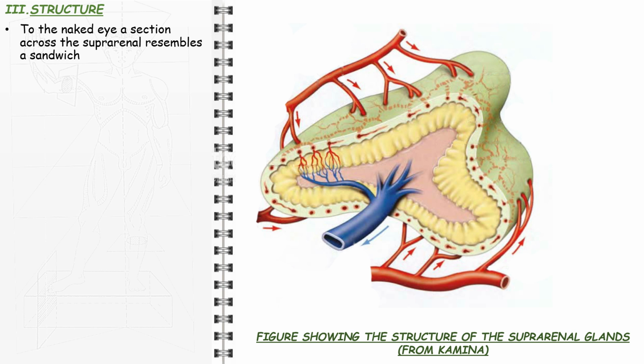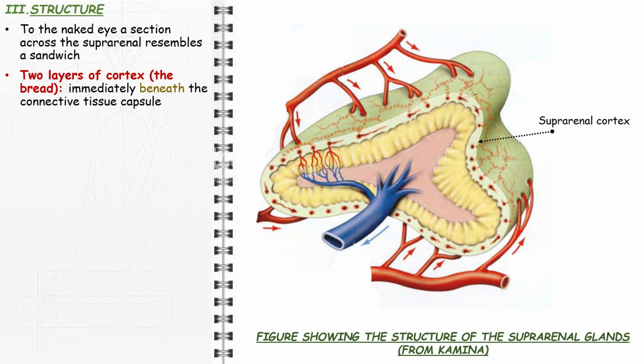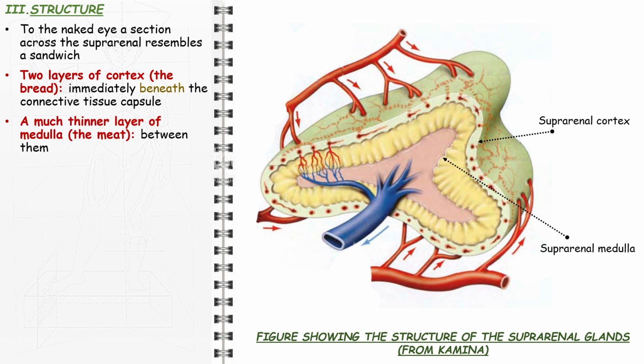Two layers of cortex, the bread, enclose a much thinner layer of medulla, the meat, between them. In places there is no medulla, and the two layers of cortex then meet each other. The whole sandwich is covered by a kind of cling film which is the connective tissue capsule. The cortex is immediately beneath the capsule.